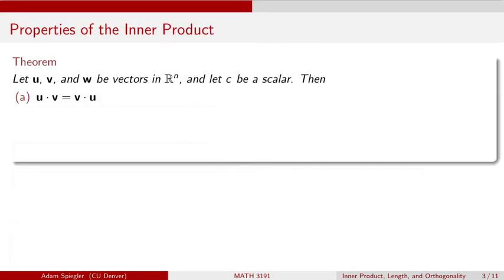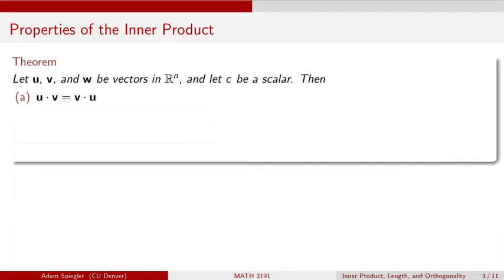Okay, now that we've defined the inner product of two vectors, let's take a look at some properties that this inner product is going to satisfy. So let's let vectors u and v and w be column vectors all in Rn. So they all have n entries. And let's let c denote a scalar.